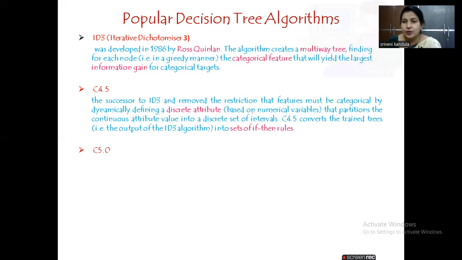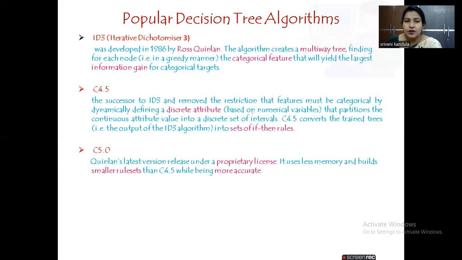Then we have C5.0. This is more efficient compared to C4.5, but it needs a proprietary license. So this is not a free resource. It uses very little memory, and it builds smaller rule sets also. It is more accurate, but the only thing is it needs a license.